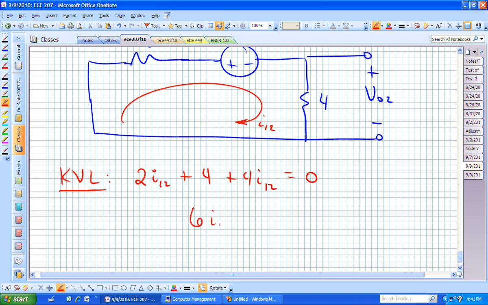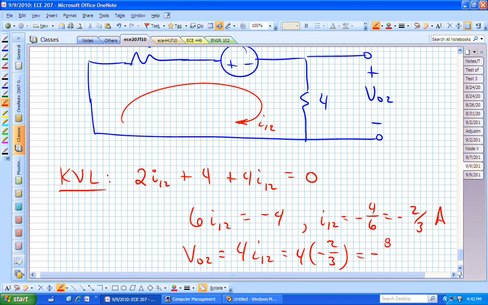Or 6I sub 1, 2 is equal to minus 4. Or I sub 1, 2 is minus 4 over 6, or minus 2/3. And what is now V sub 0, 2? It's positive in the direction that I have I sub 1, 2 flowing, isn't it? It's 4 times I sub 1, 2. That's 4 times, but I sub 1, 2 is actually negative. That's now minus 8/3 volts.